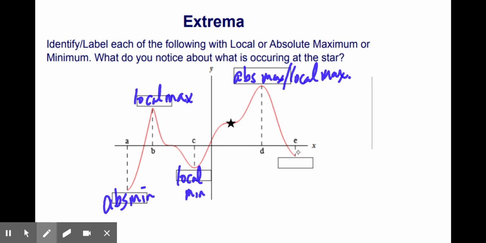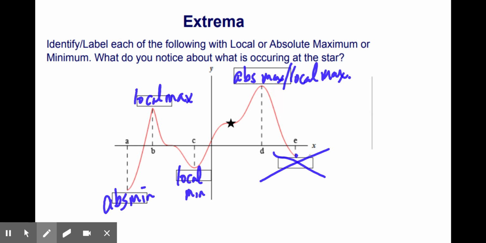And point E is just an endpoint, right? There's nothing going on here. It's not an absolute min. It's not an absolute max. Okay. Now, it certainly looks like it potentially could be a relative min. We agree, but it's an endpoint. It cannot be a relative min. I don't know what happens after this point. I don't know what happens after E, so I cannot say that it's a relative min for certain.